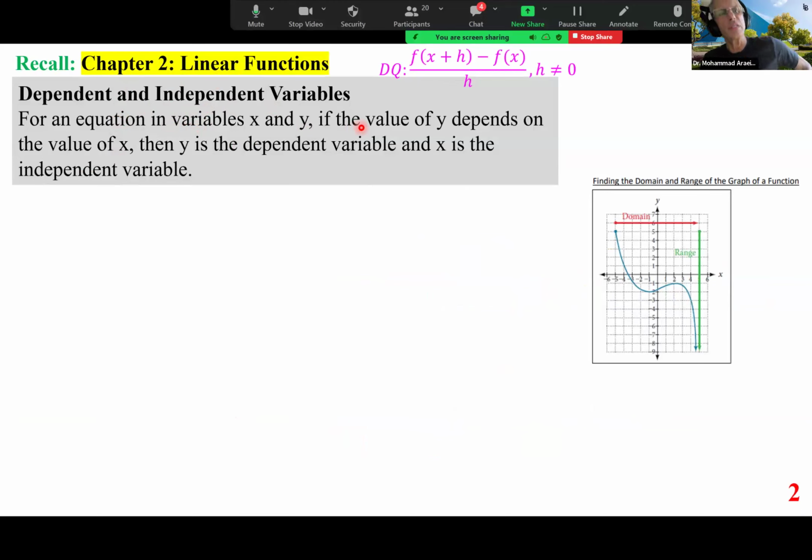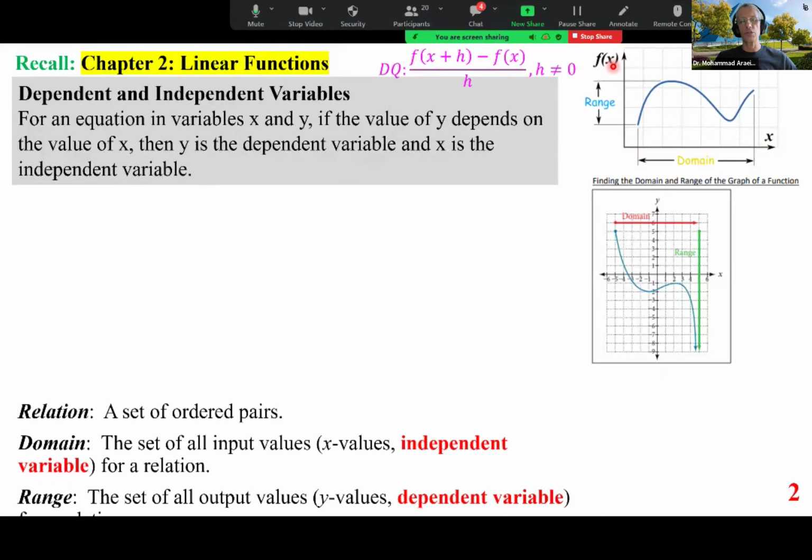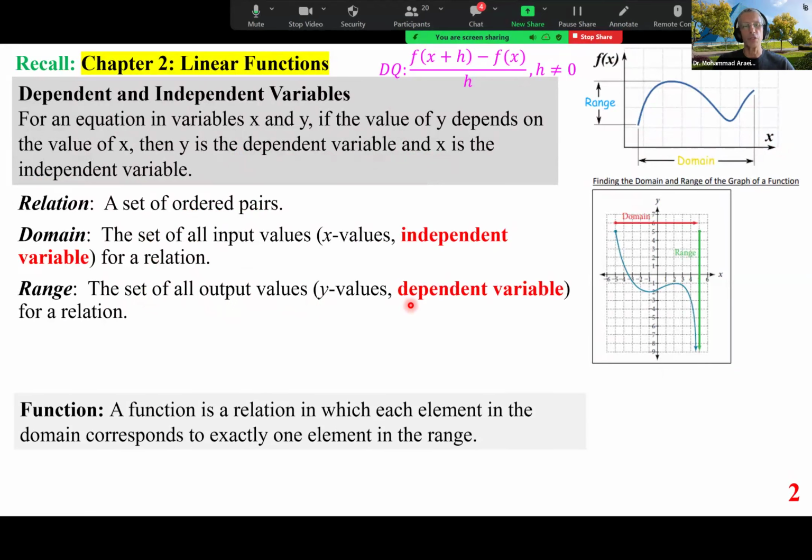If the value of y depends on the value of x, then y is the dependent variable and x is the independent variable. So when you have a piece of graph, if you lay it down along the x-axis, that gives you the domain, and along the y-axis is the range. A relation is a set of ordered pairs. Domain is the set of all input values, the x values, the independent variable for a relation. Range is the set of all output values, the y values, the dependent variable for a relation.